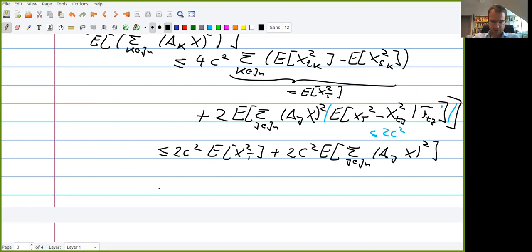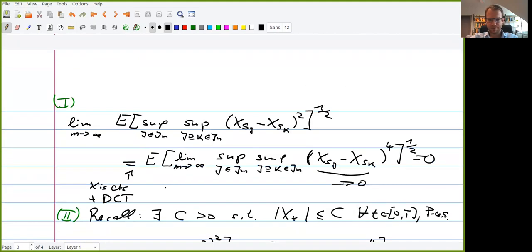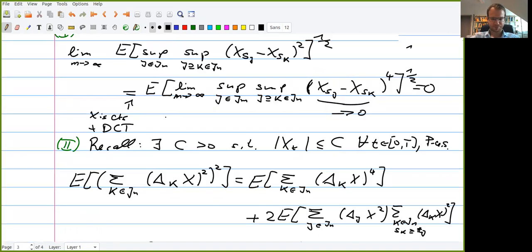Okay, this can be, well, this is nothing else than 8 c2 x. Okay. All right, so this is bounded. That's great. Okay, cool. So this means we go up here. The first term in the product goes to 0, and the other one is bounded. Cool.